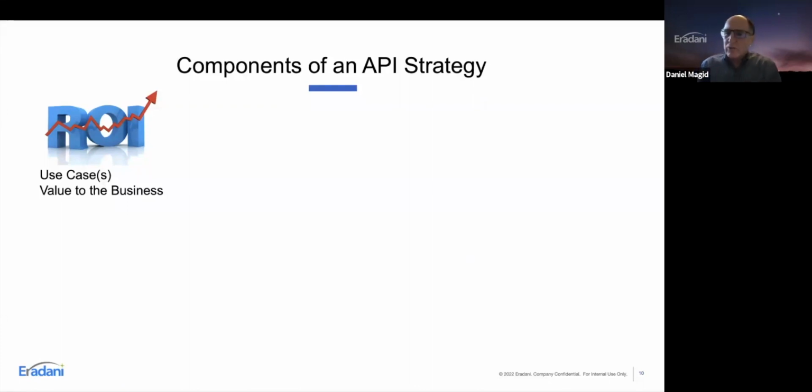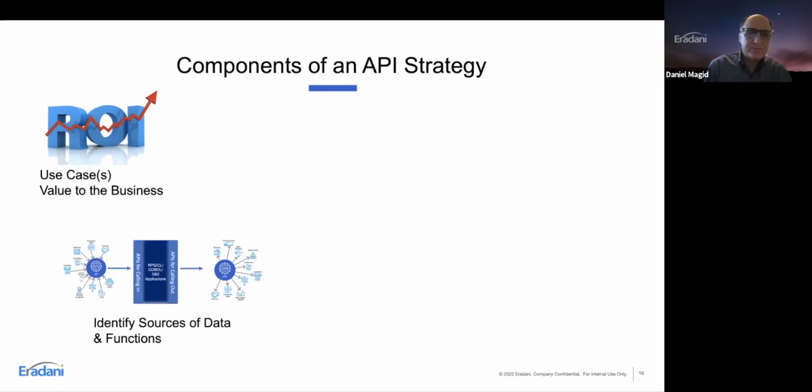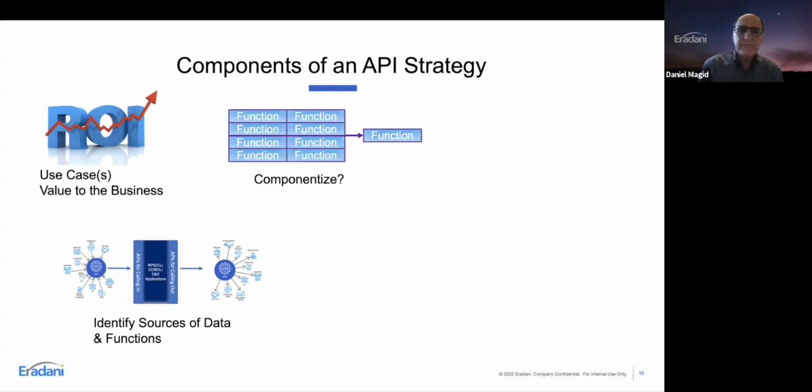But we always recommend that you look for something that is actually going to provide some value to the business, so the business can start to understand what APIs can do for them. And then once you've decided what the use cases are that you want to API enable, you need to figure out, what are the sources of data and functions? Where am I going to get the data for this API? What functions have to be executed in order to give the data to the people who are asking for it?